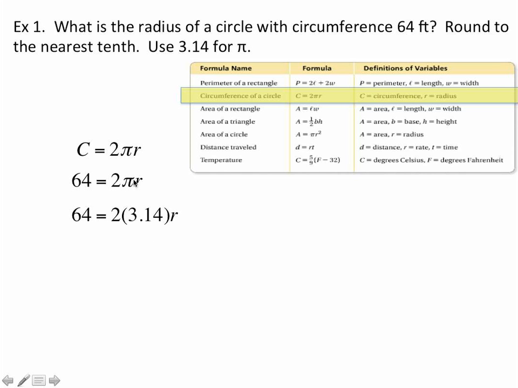3.14 was the pi number. All right, and if I just simplify this side, 2 times this is 6.28r. In order to get the r all by itself, I've got to divide both sides by that 6.28. So r is about 10.2. So the radius would be about 10.2. So pretty simple. You've got a formula, and they're telling you what to plug in and where to plug it in. And that's all you've got to do.